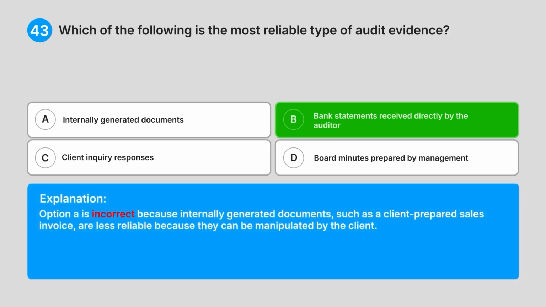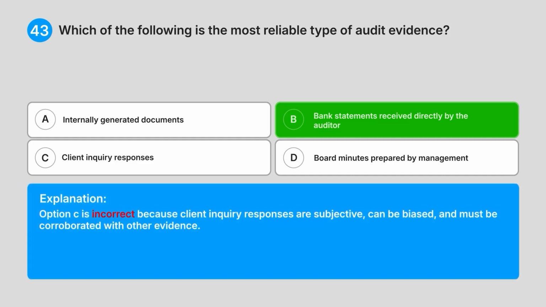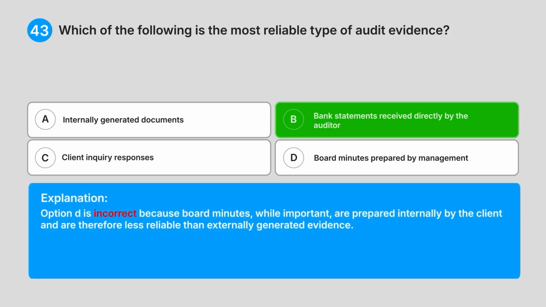Option A is incorrect because internally generated documents such as a client-prepared sales invoice are less reliable because they can be manipulated by the client. Option C is incorrect because client inquiry responses are subjective, can be biased, and must be corroborated with other evidence. Option D is incorrect because board minutes, while important, are prepared internally by the client and are therefore less reliable than externally generated evidence.